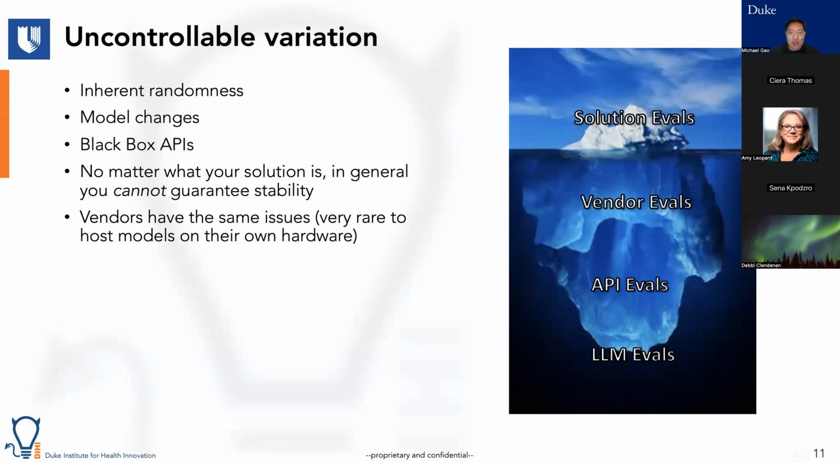And one of the critical issues is this is not just a healthcare system issue or a hospital issue. The vendors that health systems work with also have these issues. And you can bet that they are also evaluating their own systems and the underlying models. So essentially this iceberg on the right, it's evals all the way down. There are solution evaluations, vendor evaluations, API evaluations, and then large language model evaluations. And all of these play a role in designing systems that are robust and effective.